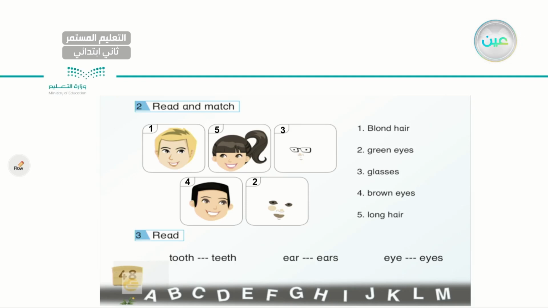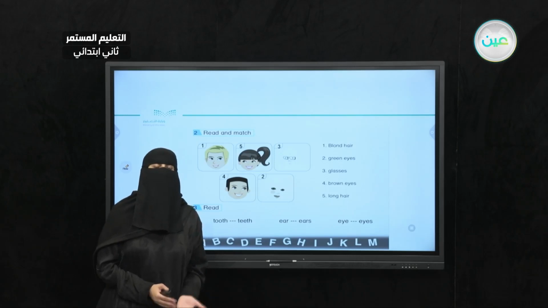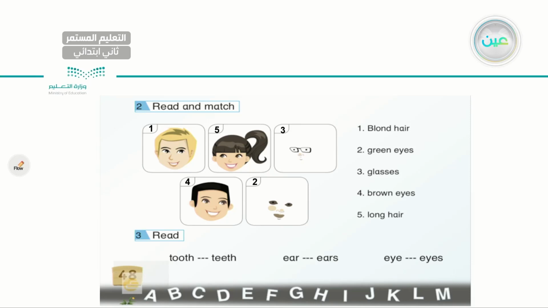Very good. So let's go ahead and read our answers one more time. Blonde hair, long hair. Now, the opposite of long hair is short hair, because in a minute, we'll be giving descriptions of different people. Glasses, brown eyes, green eyes.